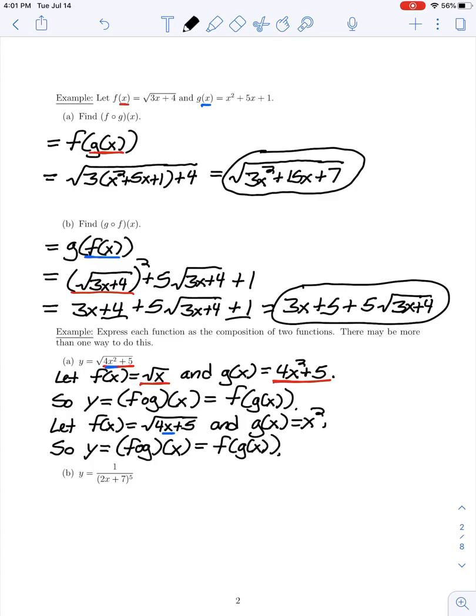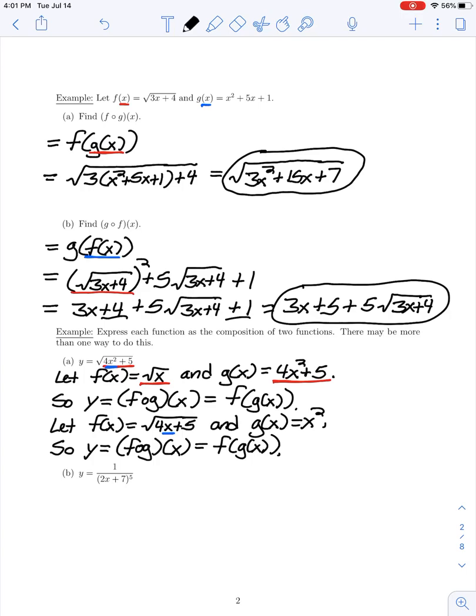So we see here a couple of approaches that we could use to decompose our function as the composition of two functions. And in fact, there's many more ways, actually infinitely many ways that we could express this function y as a composition of two functions. So let's look at another example of this.